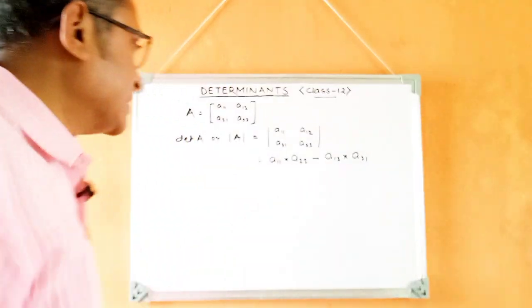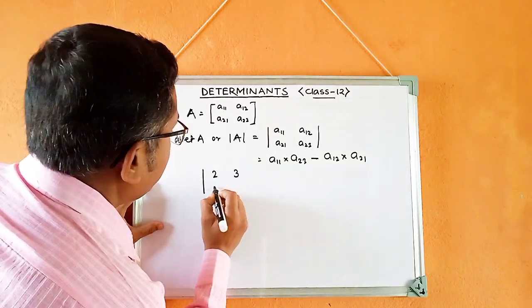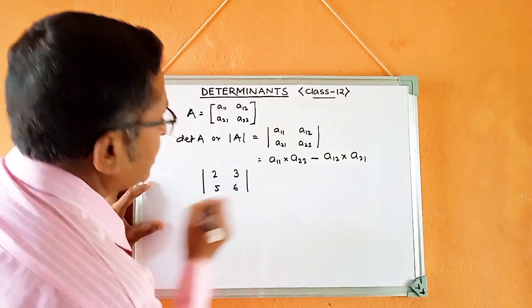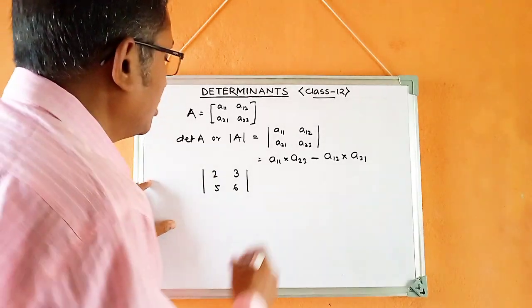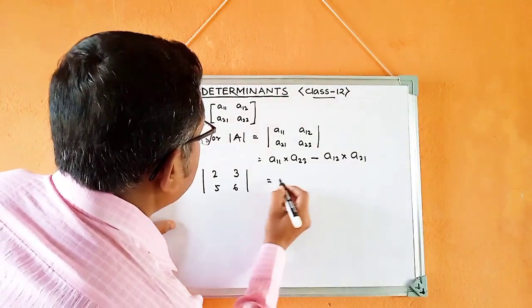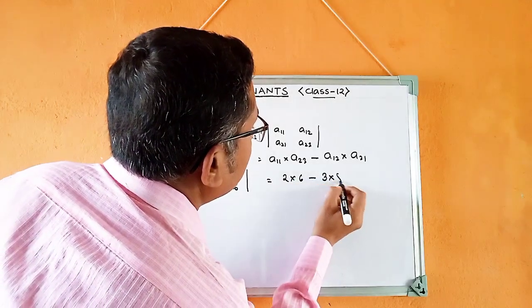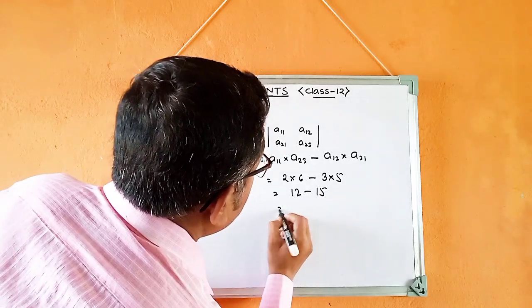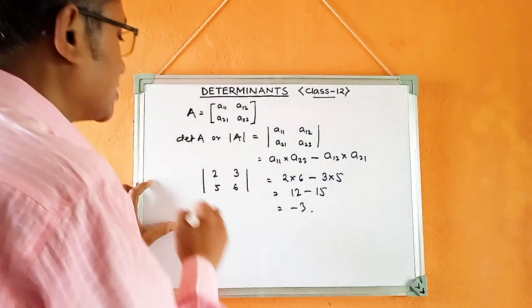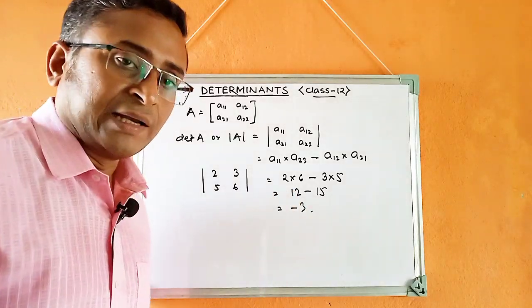Okay, now let me give an example. See, suppose here is a determinant 2, 3, 5, 6. So how to solve this? This is a 2 into 2 determinant, that means order 2. See, 2 into 6 minus 3 into 5. So 12 minus 15, so the answer is minus 3. Okay, so the value of this determinant is minus 3.